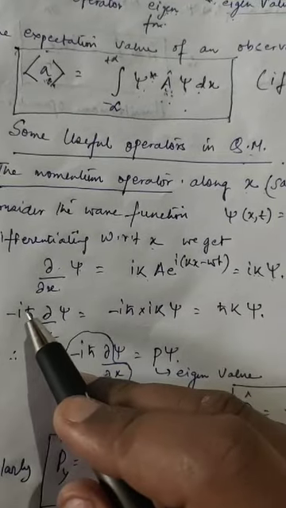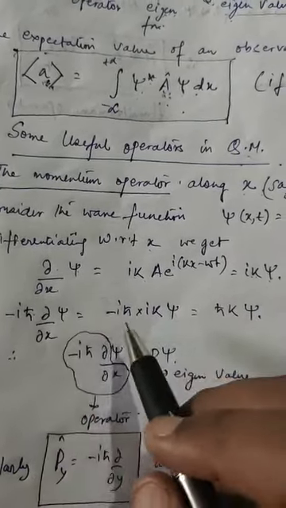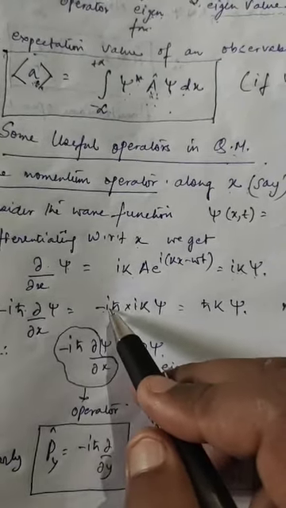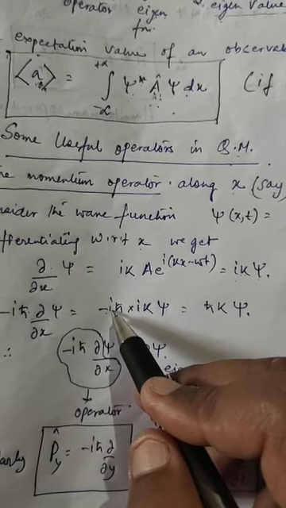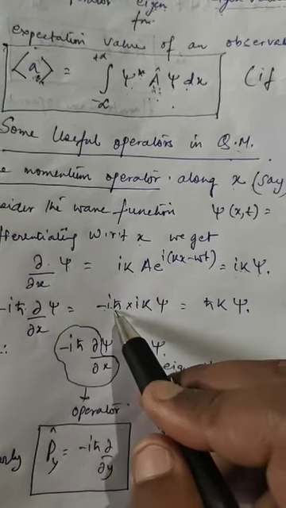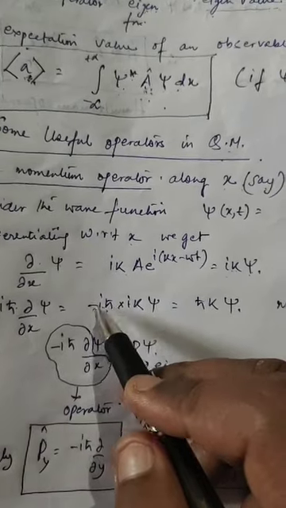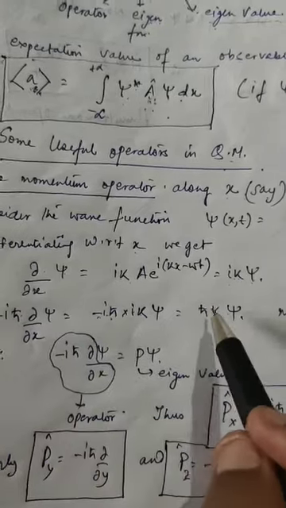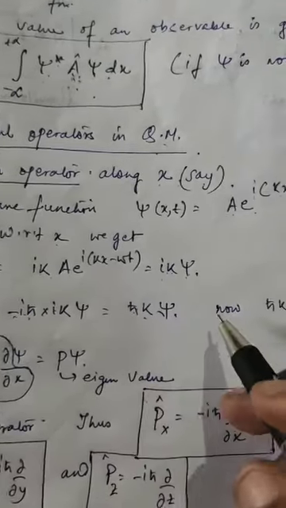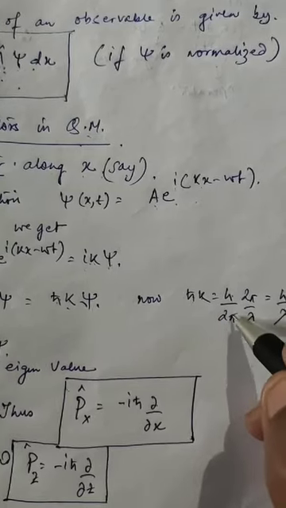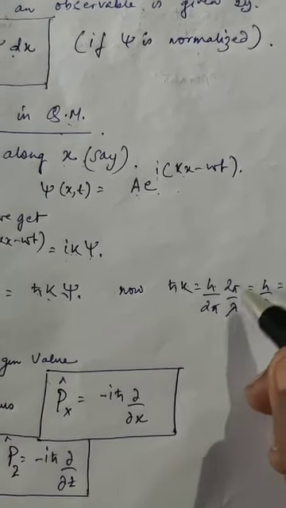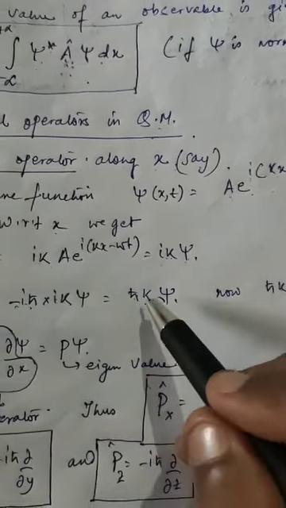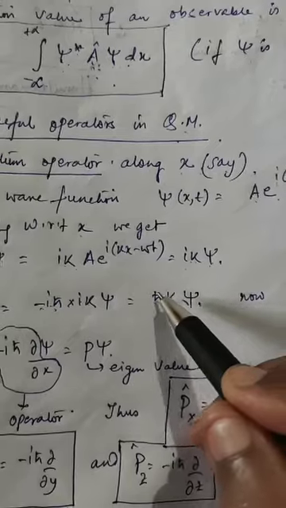So I multiply both sides with minus i h cross. Here i squared, where i is the imaginary iota, is minus 1, and there is a minus, so it becomes plus. So it becomes h cut k psi. So multiplying this on both sides, you get h cut k psi. So what is h cut k? Now h cut k is h by 2 pi times k, and k is 2 pi by lambda. So we get h by lambda, which is nothing but the momentum value. So h cut k is the value for momentum.